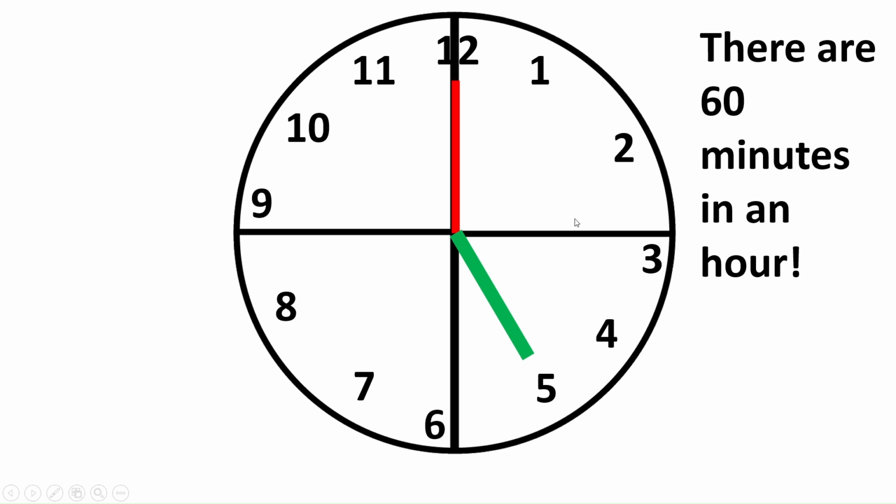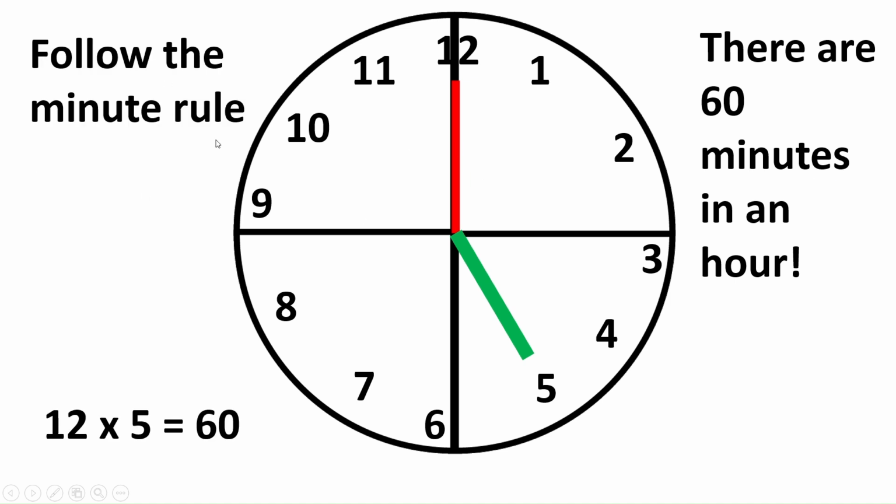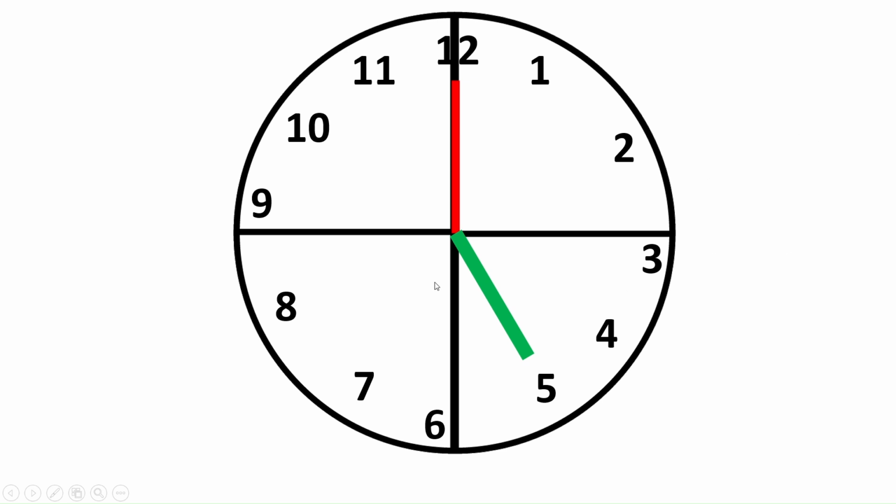The first fact that we need to know before we start is that there are 60 minutes in an hour. We know this because we follow the minute rule, which is we multiply whatever number the minute hand is on by 5. We can see that the biggest number that is on the clock is 12. And if we do 12 multiplied by 5, we get 60. So we know that there are 60 minutes in an hour.